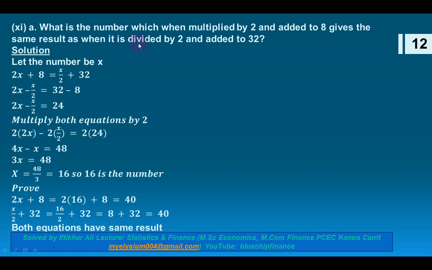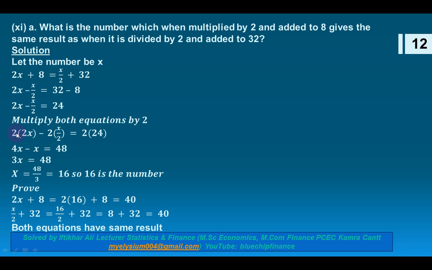When it is divided by 2, x divided by 2 and added to 32. So after solving this equation, 2x minus x by 2, we take the variables on the left hand side and constant at the other side. So it will become 2x minus x by 2 is equal to 24. Multiply both sides by 2.